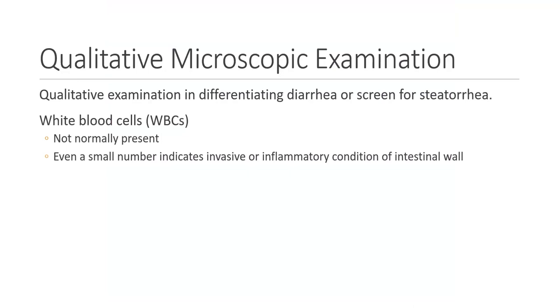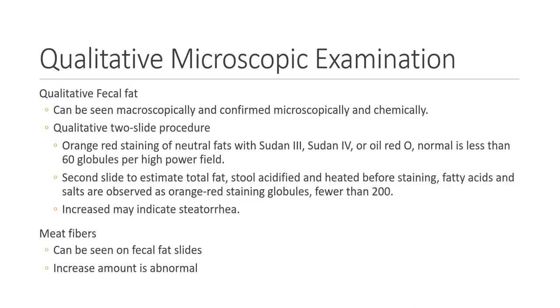We're going to now talk about a qualitative microscopic exam. Qualitative means it's present or not. We don't quantitate it. So qualitative examination is important in differentiating diarrhea, or the different diarrheas, or to screen for steatorrhea. White blood cells, they're not normally present in the stool, and even a small number indicates invasive or inflammatory conditions of the intestinal wall. So this would indicate additional testing for the patient.